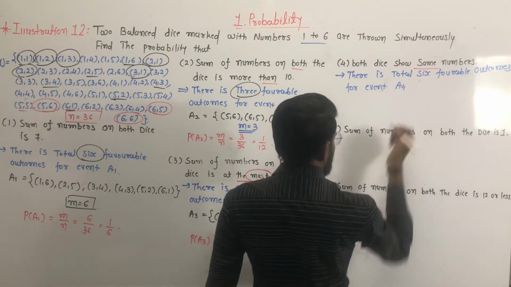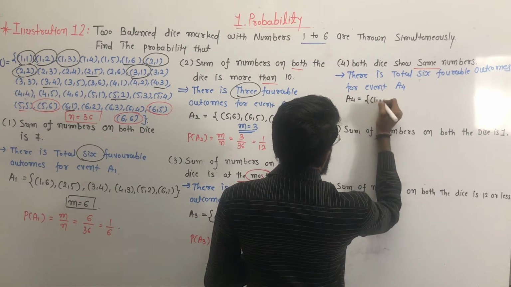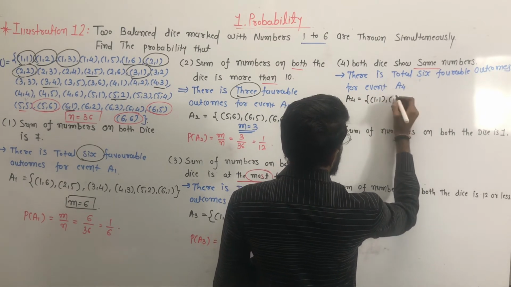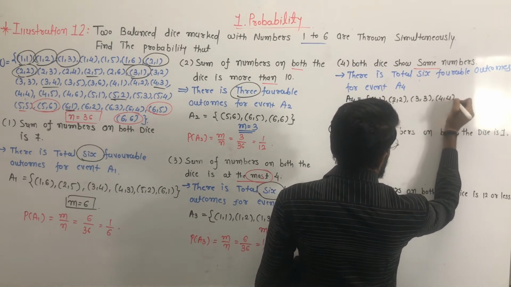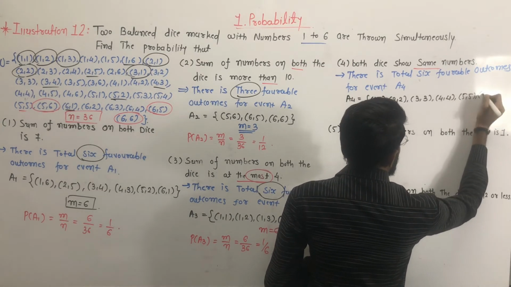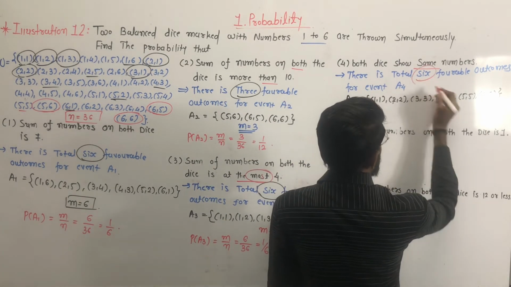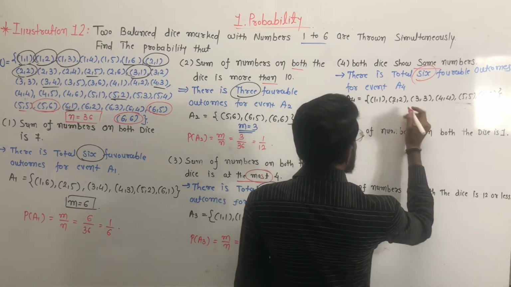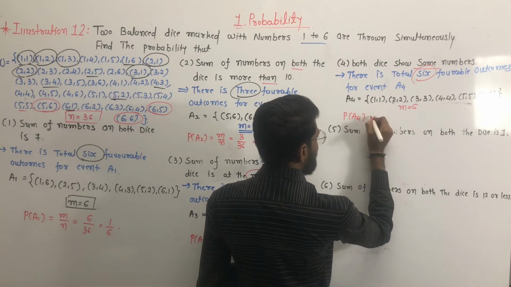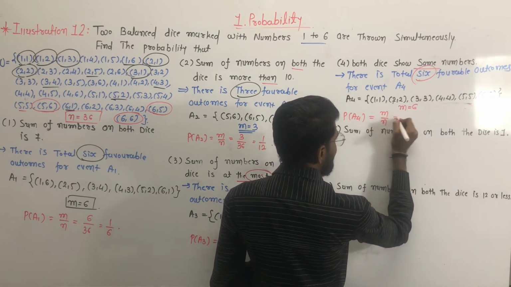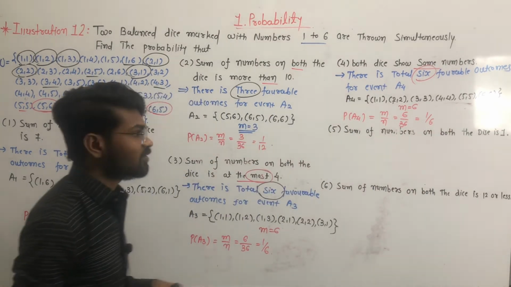For event A4, same number means 1 and 1, 2 and 2, 3 and 3, 4 and 4, 5 and 5, and the last one is 6 and 6. So here the total favorable outcomes will be 6, so m is equal to 6. Now we have to find the probability of event A4. Probability of event A4 is equal to m by n. M is equal to 6 and n is equal to 36, so it will be 1 by 6. Clear? 1 by 6.